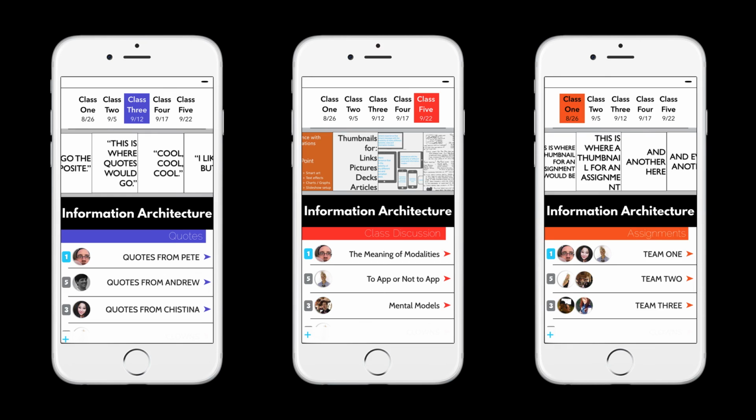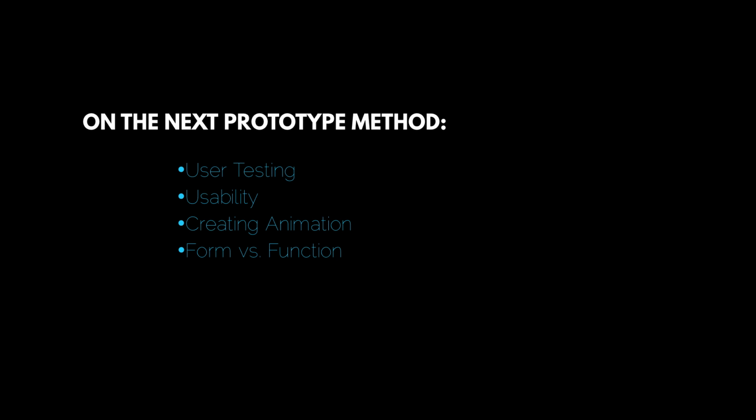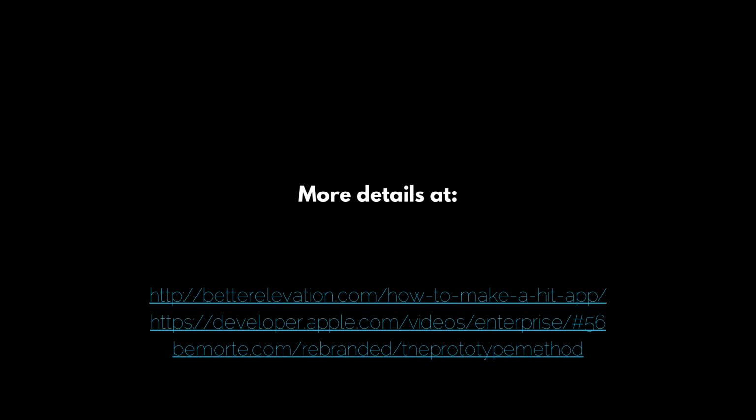So on the next prototype method, we're going to talk about user testing, about usability, creating animation, and form versus function. But in the meantime, we're going to do this little design challenge. So you can find more details at these 3 sites. The first site is about how to make a hit app. That's David Wiskus' article. The second is the Apple Fake It Till You Make It video, which again I really recommend. And then third is more about the prototype method from my site.